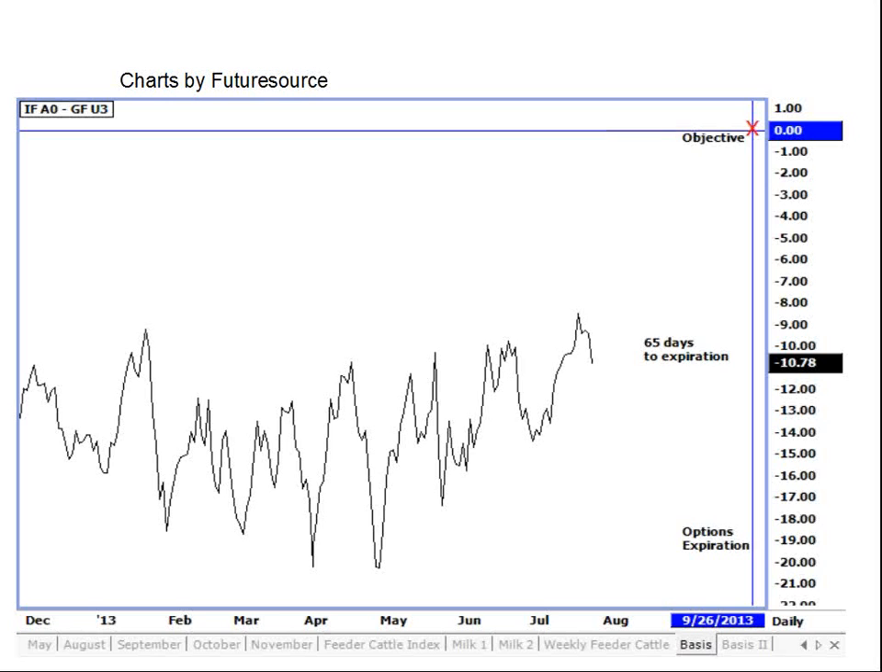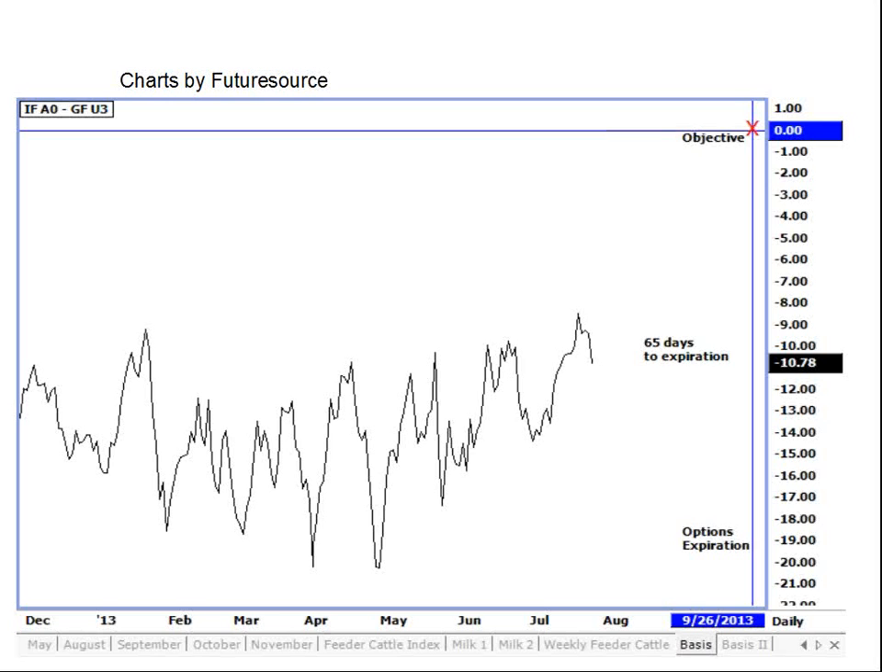So this is what we're going to be doing tonight. I hope you got your pencil and paper out. This is a spread of the feeder cattle index and the September futures at today's close. There are 65 days left to expiration. It expires on September the 26th, and we are under the impression that this basis will narrow from $10.78 to 0 by September the 26th.